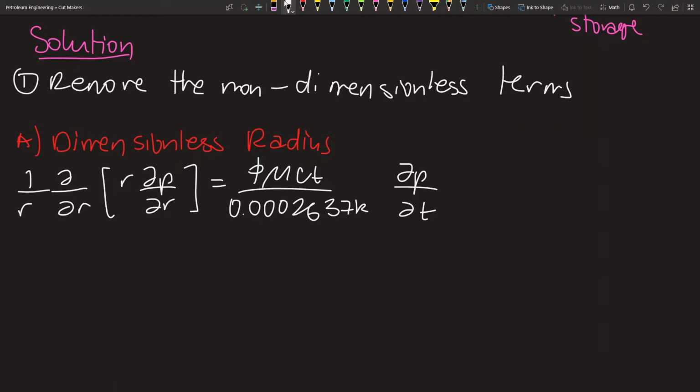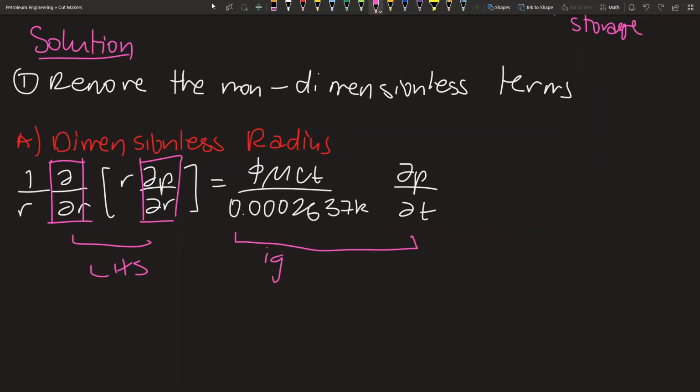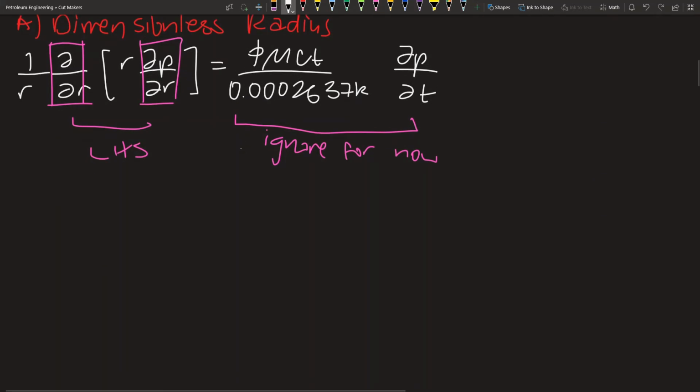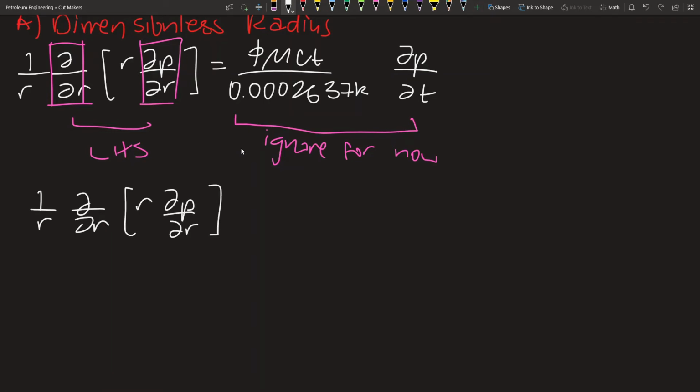Great. Let's have a look at where we have derivatives involving the radius term. Where do we have radius terms? We have them here and here. These are both on the left hand side, which means that we will ignore the right hand side for now. Let's rewrite only the left hand side of the diffusivity equation, and this is what we'll get.